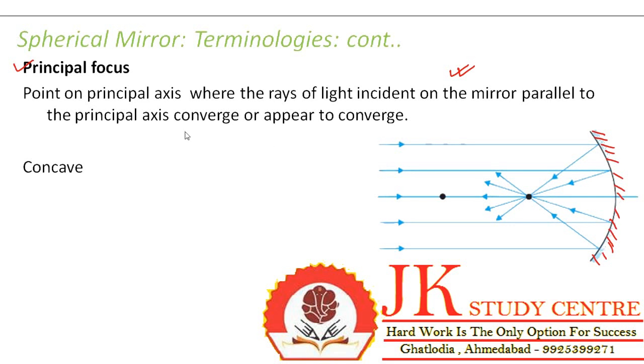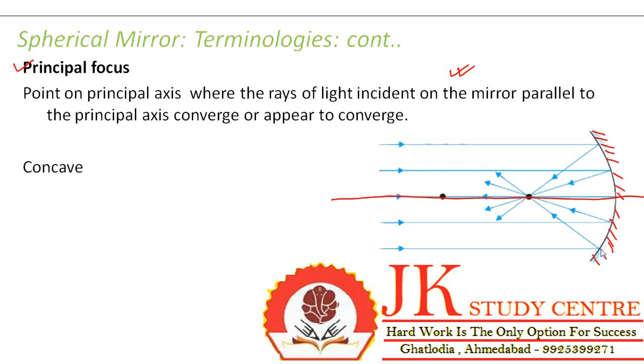It says that the principal focus is a point on the principal axis where the rays of light incident on the mirror parallel to the principal axis converge or appear to converge. So where is my principal axis? This is my principal axis. If you see, the incident rays are parallel to the principal axis.